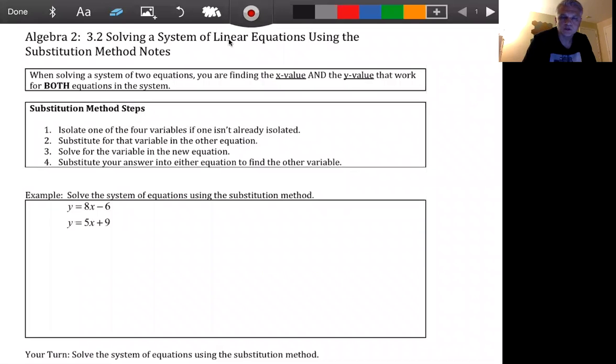Algebra 2, Unit 3, Day 2. Okay, today we're going to look at some more solving of linear equations.